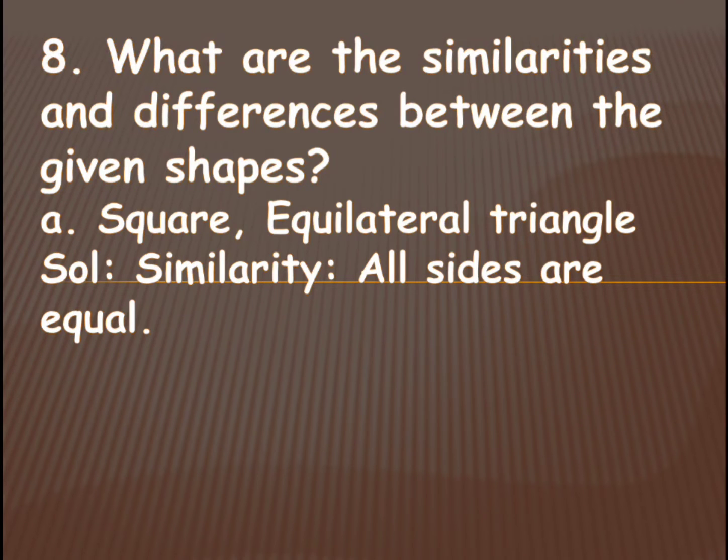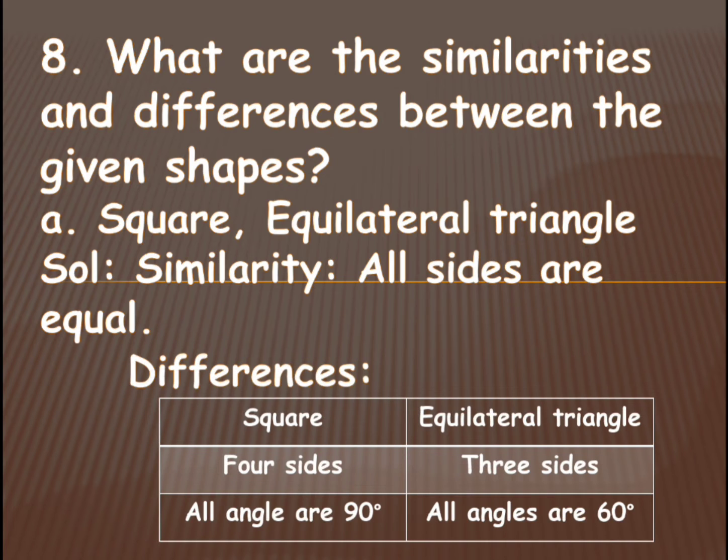Now coming to differences, a square has four sides, and an equilateral triangle has only three sides. In a square, all angles are equal, but each angle measures 90 degrees. Here also all angles are equal, and each measures 60 degrees. That means the degrees are different, but the angles are the same. So in similarities, you can write all sides and angles are equal, or you can write all sides are equal, or you can write all angles are equal, or you can combine both.